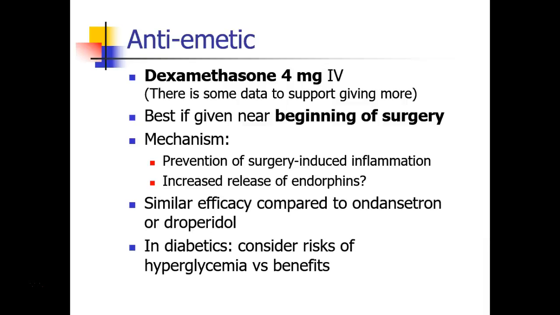Steroids can be very effective antiemetic drugs. Most of you have probably given dexamethasone 4 milligrams IV. There is some data to support giving more, and at one point I was teaching that you should never give more if all you're doing is treating nausea, but it does seem that 6 or even 8 milligrams may have some additional benefit. Usually it should be given near the beginning of surgery, and I give it with induction of anesthesia. It may prevent surgery-induced inflammation, as well as increasing release of endorphins.